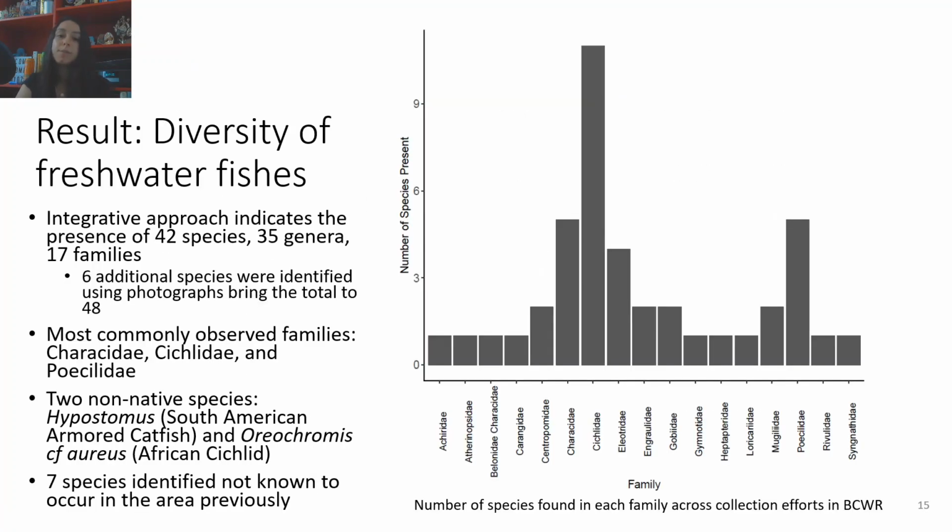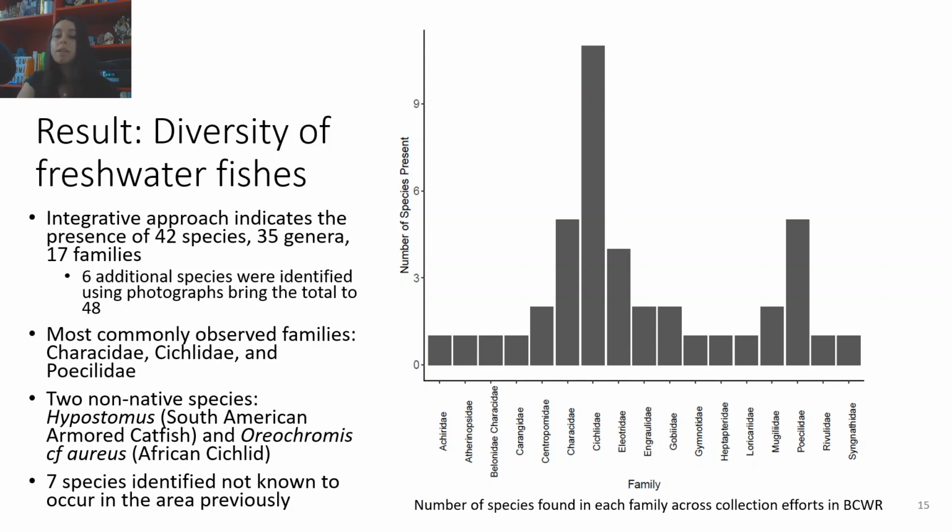The results of this provided us with a better understanding of the diversity of freshwater fishes. Our integrative approach indicates the presence of 42 species from 35 genera and 17 families in the Barra de Colorado Wildlife Refuge to date. 6 additional species were also identified using high-quality photographs, which brings our total number of species observed in the area to 48.